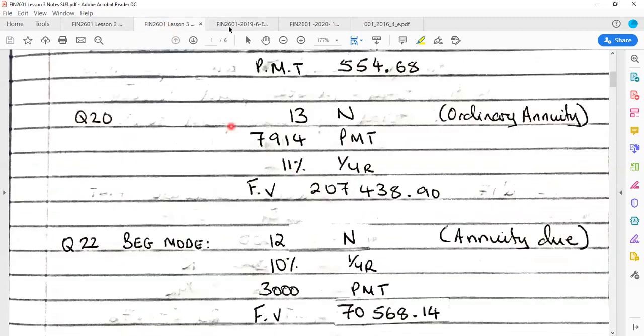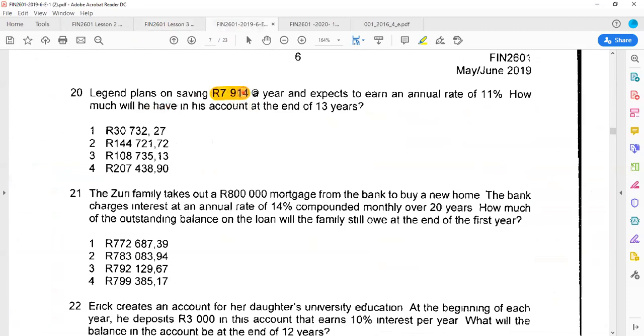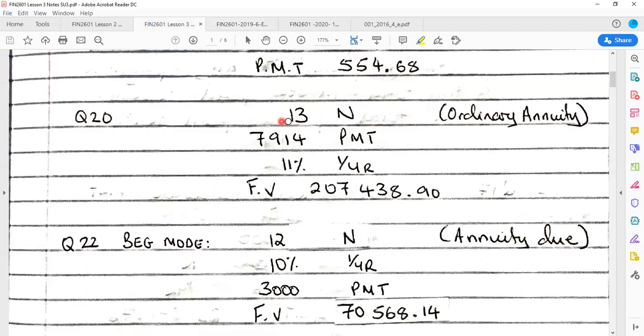Question 20. This money is being saved each year, right? The legend plans on saving 7,914 a year, and we've been given an annual interest rate of 11%. We're asked to find out how much money he has in his account at the end of 13 years. So 13 is N.